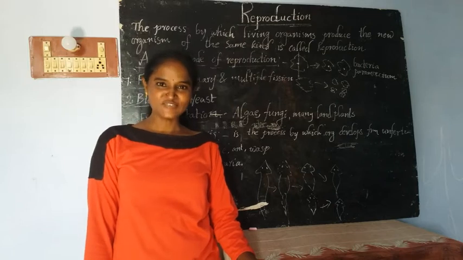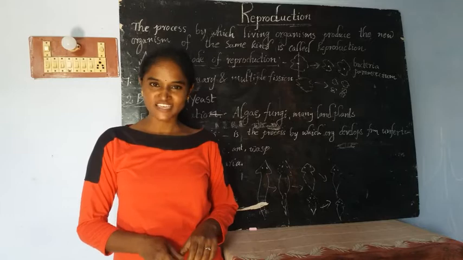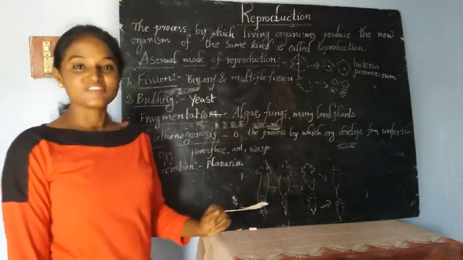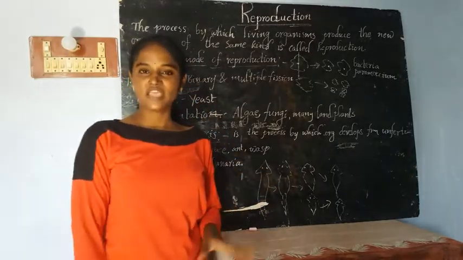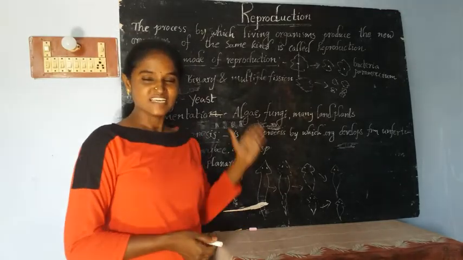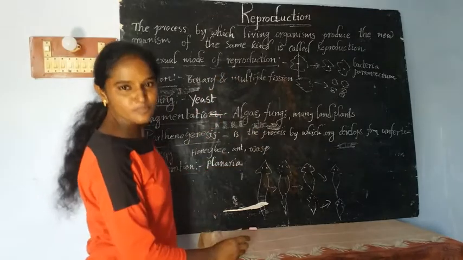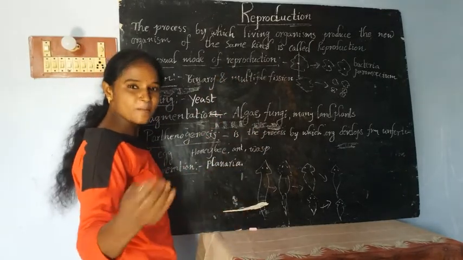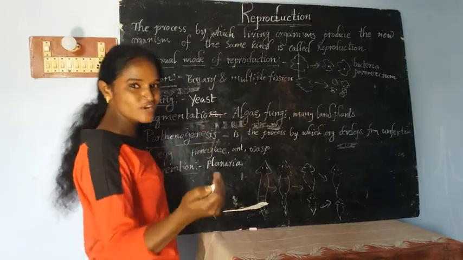Students, today we are going to discuss another important topic in your 10th class biology, that is reproduction, especially the asexual mode of reproduction and the different modes of asexual reproduction. First, we go through the definition of reproduction. I know you know about reproduction from your lower classes, so recall your memory once.